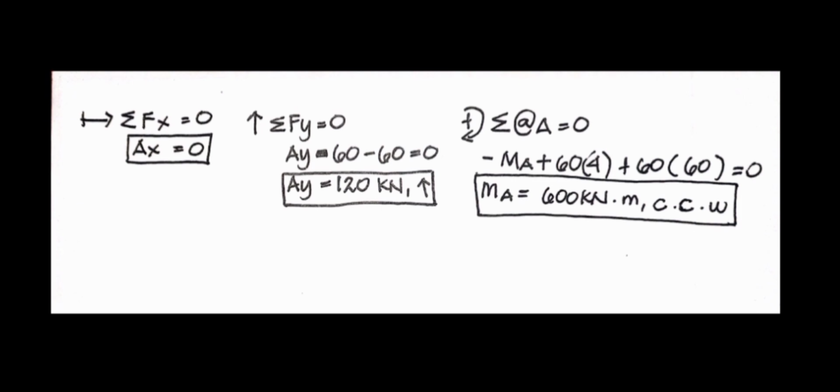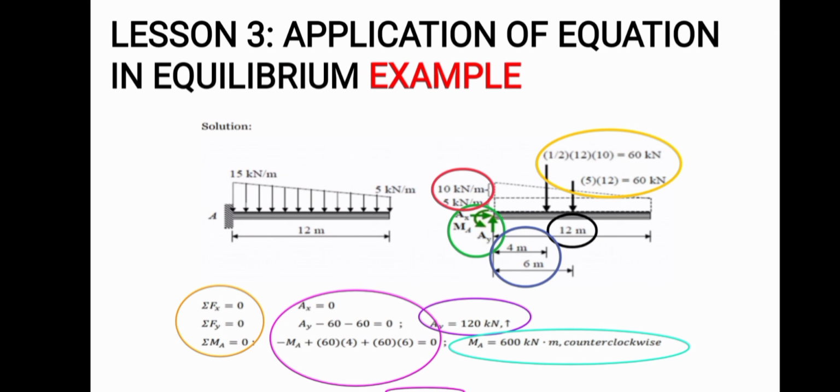Since our assumption for MA is counterclockwise, therefore negative MA. The resultant of our triangular load is 60, that will produce clockwise rotation. So positive 60 multiplied by the distance of 4 meters. The resultant of our rectangular load, which is 60 kN, would create clockwise rotation also. So plus 60 multiplied by the distance of 6 meters, equals 0. Solving for the moment at A, that is 600 kN-meter, and since the answer we get is positive, our assumption is correct, that the moment at A is counterclockwise.